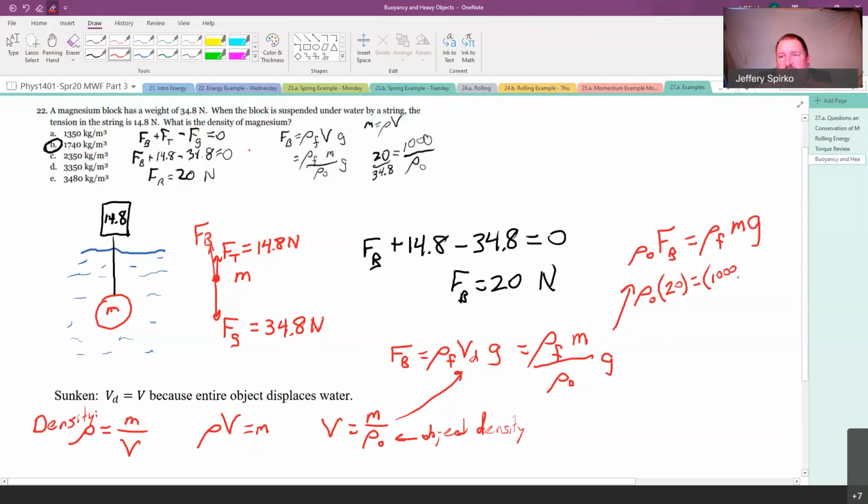Do we know the density of the fluid? It's 1,000. And what's this mg? Do we know the mass of the object? No, but we do know the mg. The mg is the force of gravity. That's 34.8. So now we can solve for the density of the object as 1,000 times 34.8 over 20.